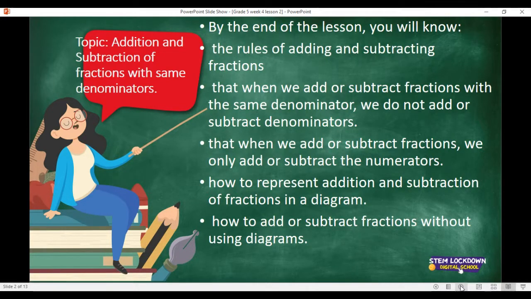And then you're also going to know how to represent addition and subtraction of fractions in a diagram. And then lastly, you're going to know how to add or subtract fractions without using diagrams.